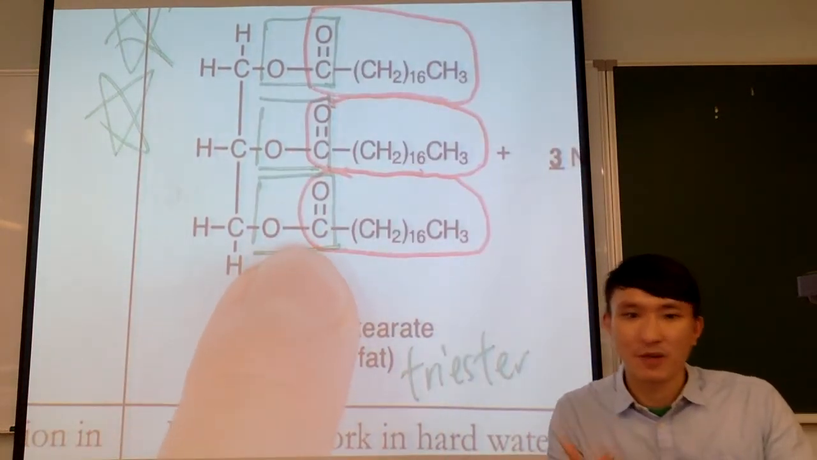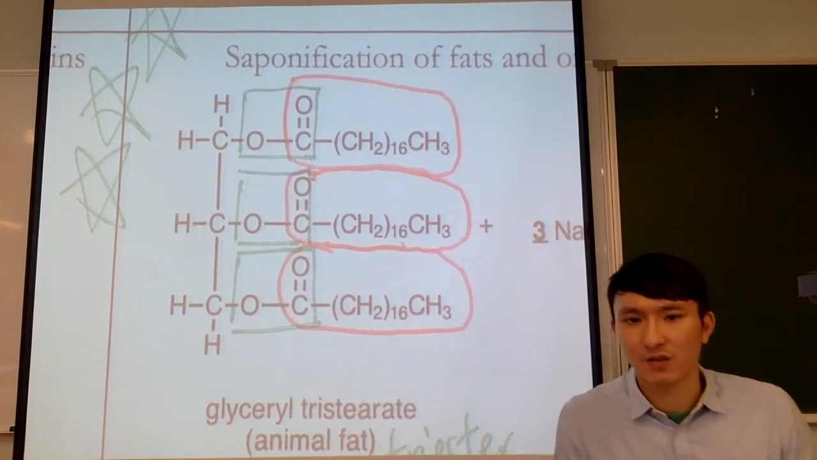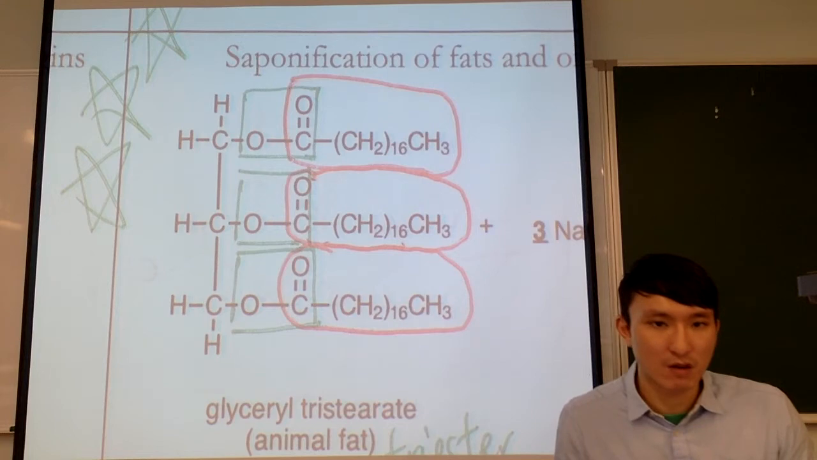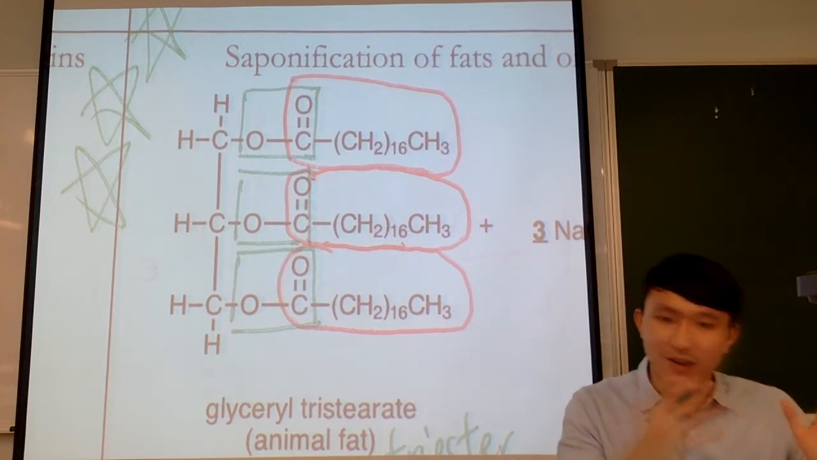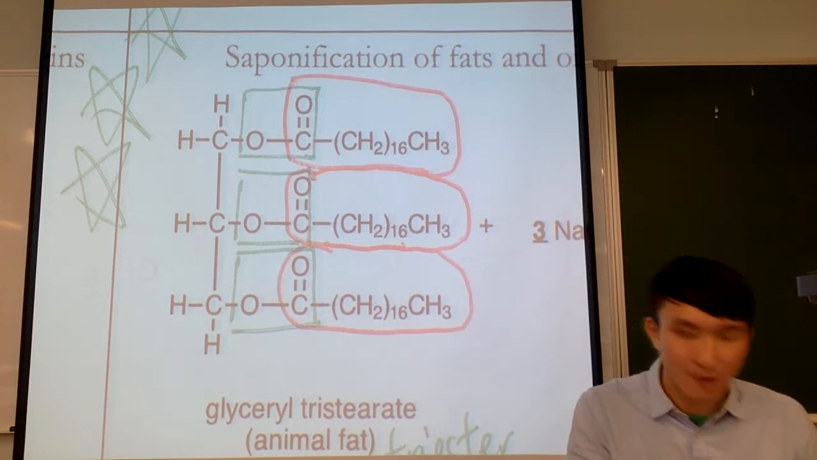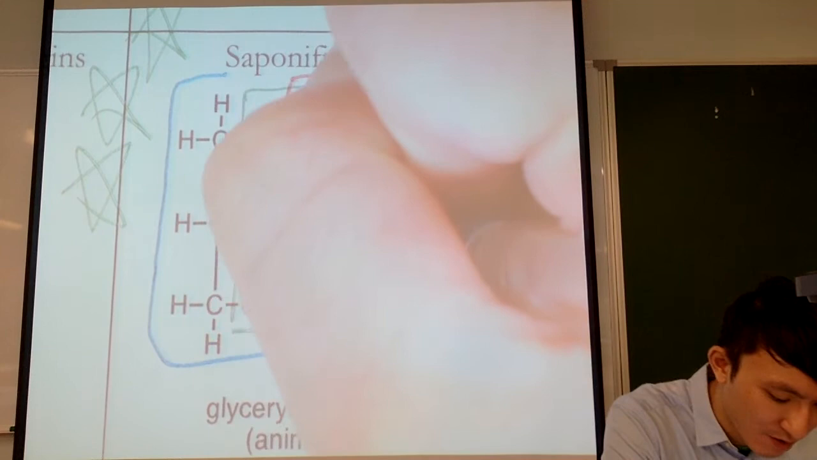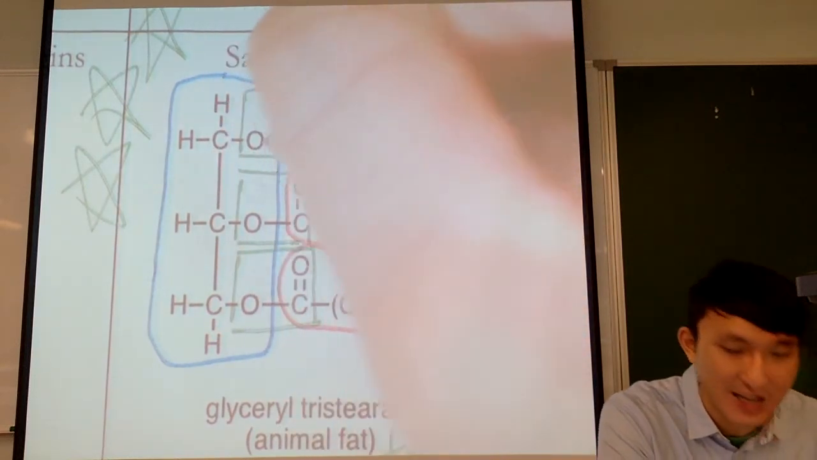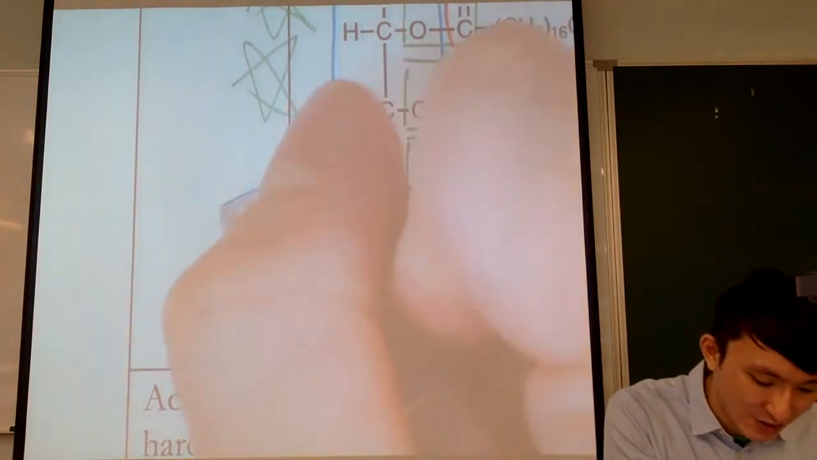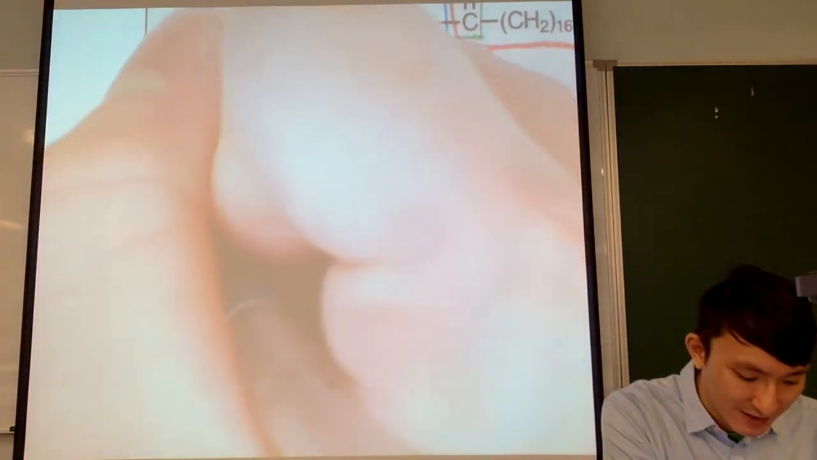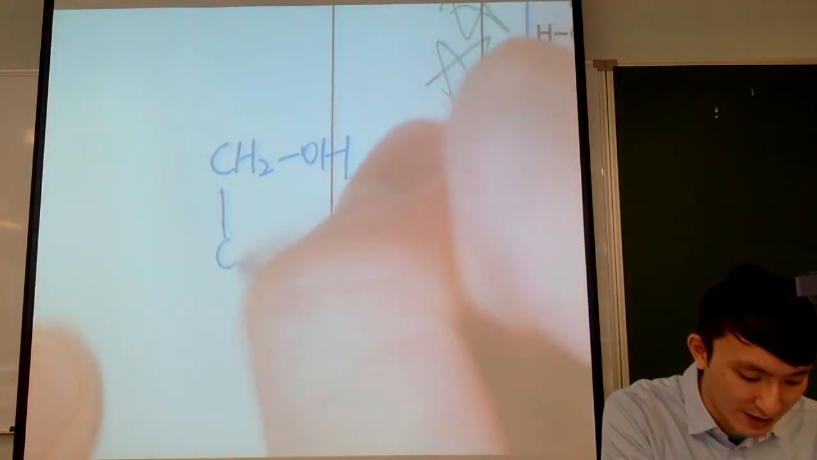C double bond O, right? But what about alcohol? Do we have three separate alcohols? It turns out that it is not the case. For a triester, for animal fat, it has one single alcohol with three hydroxyl groups. So this one is actually like this before the esterification.